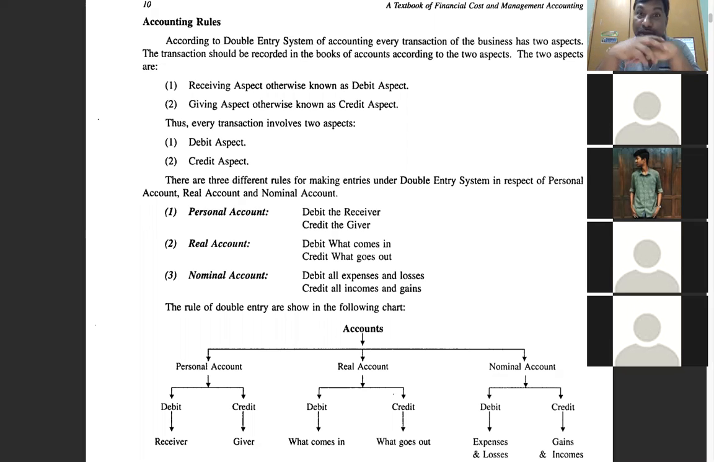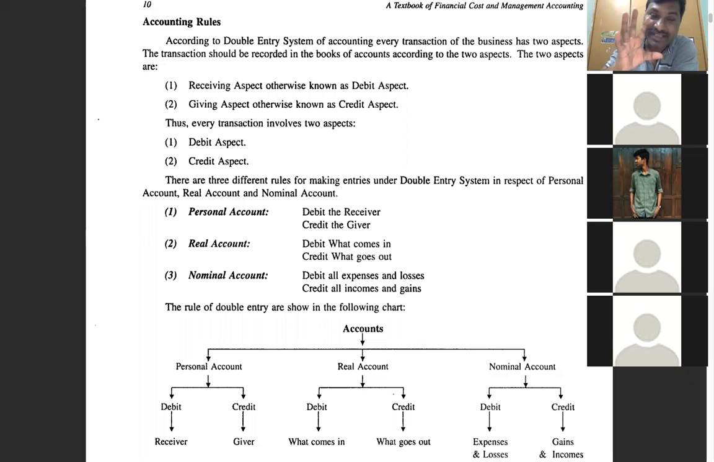It's like a double-edged sword, a two-edged sword. It can cut this side and it can cut this side, both sides. A double entry system has two aspects, one debit aspect and one credit aspect. One is the receiving aspect, which is the debit aspect, and one is the giving aspect, which is the credit aspect.